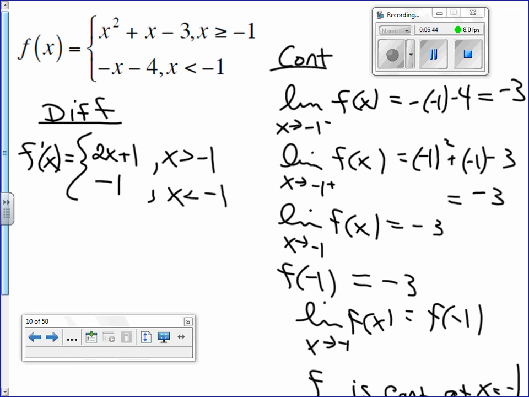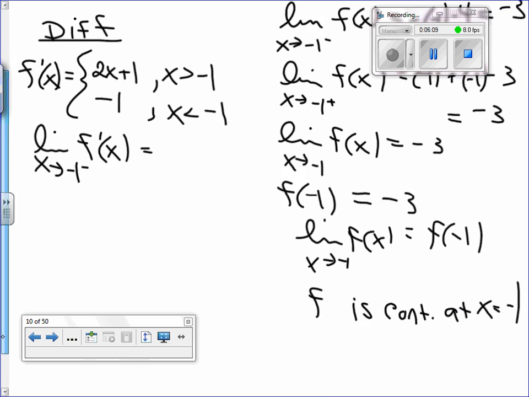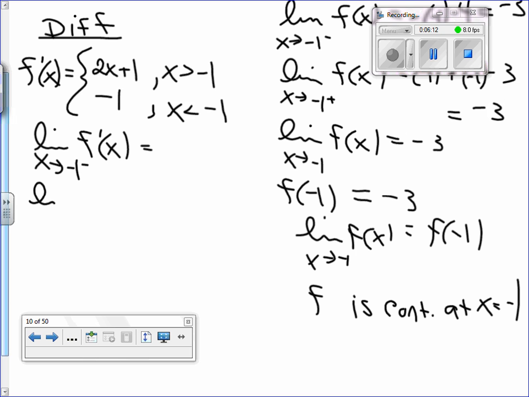1. Now, to be differentiable, not only does it have to be continuous, which it is, but the slopes coming in from the left and from the right have to be the same so that when the pieces come together, it's smooth, there's no corner. So we have to find the limit of f prime of x. We want to see what the slope's approaching as x approaches negative 1 from the left, and see what the limit of f prime of x is as x approaches negative 1 from the right.